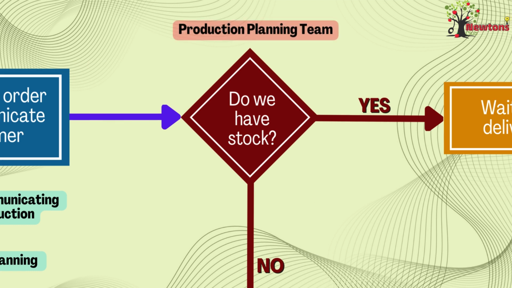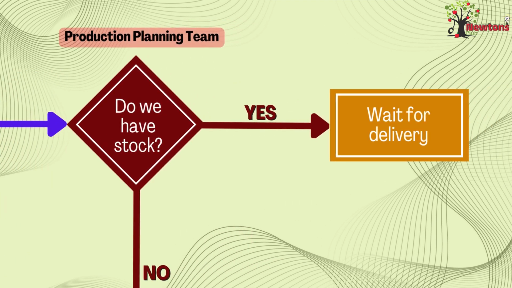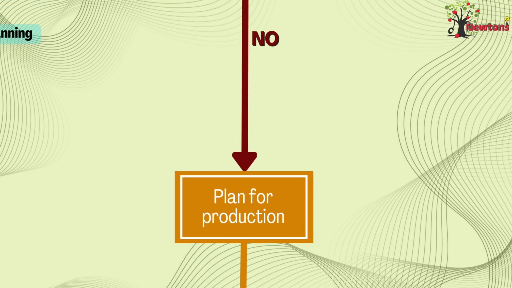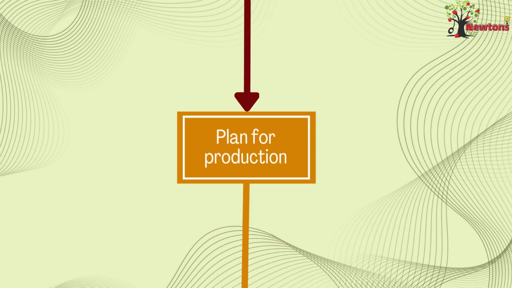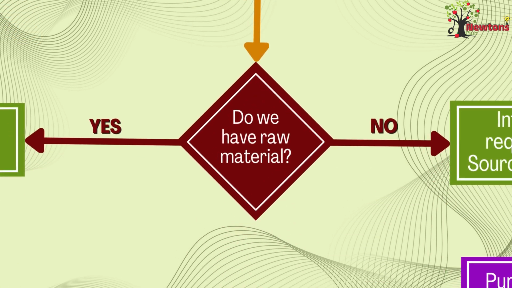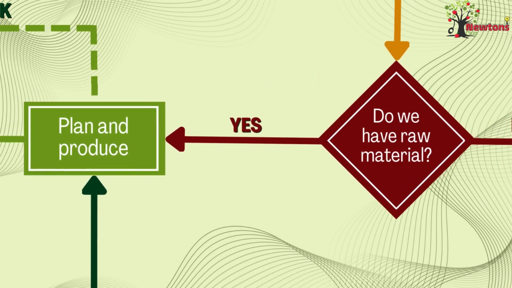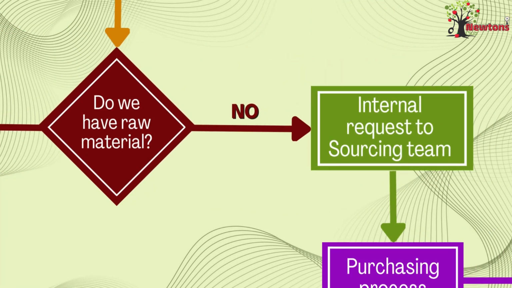And once they see the order, they will first check the finished goods inventory if the product is already available in the stock. If it is available, they will plan for the delivery, and if it is not, they will have to start making the production plan to produce the goods. Now, when it comes to the production plan, they will first check if the raw material is available and sufficient to produce the order request. If available, they will plan and produce a product, and if not, they will send a request to the sourcing team to procure the raw materials.